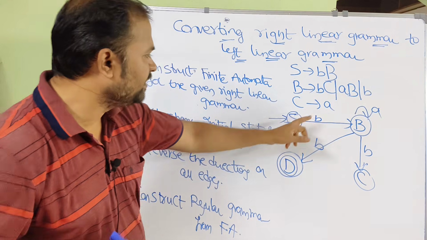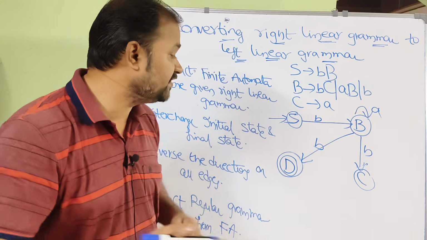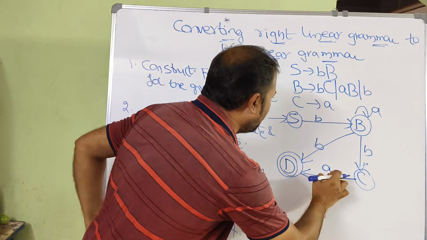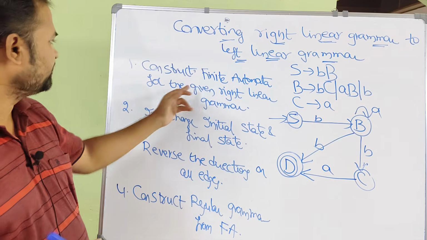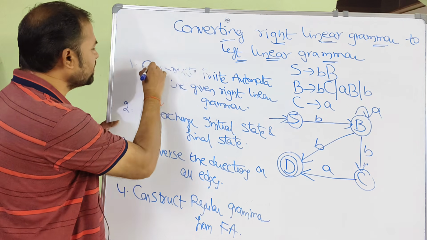Next, C on a. Here also the next state is not given. So if the next state is not given, then it goes to the final state. So C on a goes to the final state D. So this is the first step. What is the first step? Construct a finite automaton for the given right linear grammar.